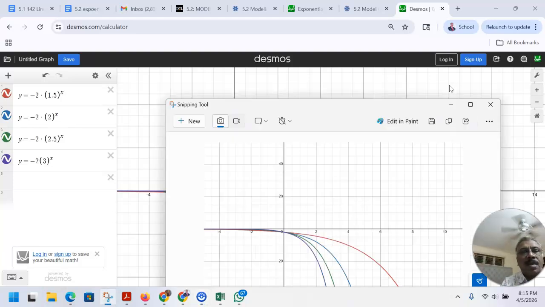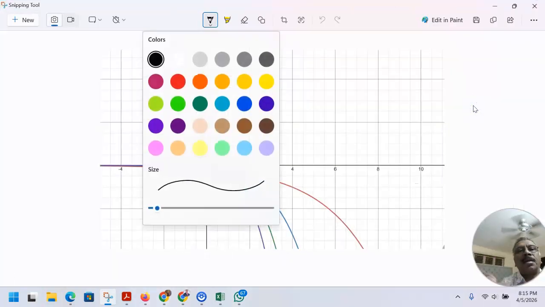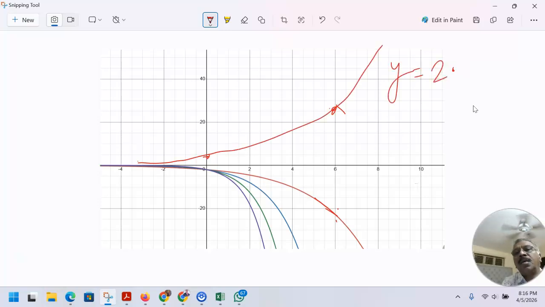Let me show this one. Here it is. This was the graph, right? So the red color, this graph that you see is a reflection over somewhere here. So this was the graph y equals 2, and I think it was 1.5 raised to x. Yeah.